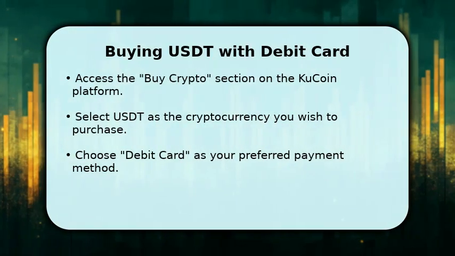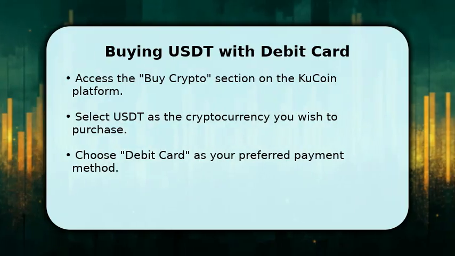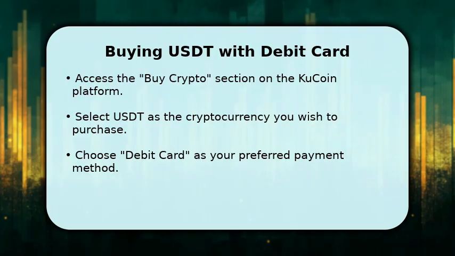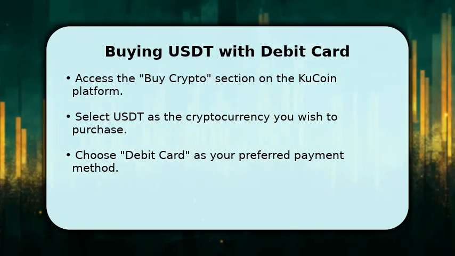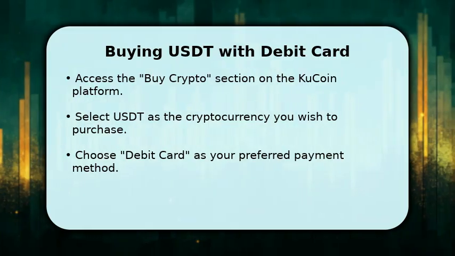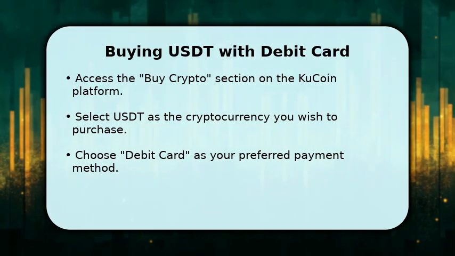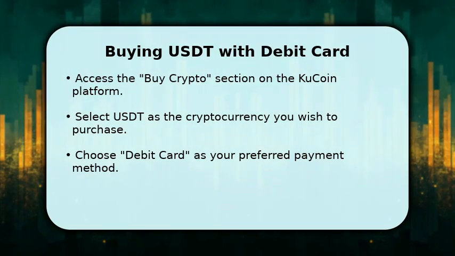Next, let's walk through the actual purchase. On the KuCoin homepage, find and click on the Buy Crypto option. From there, you'll select USD or Tether as the digital asset you want to acquire. Then, simply choose debit card as your payment method. The platform will guide you through entering the amount you wish to spend, ensuring a clear and simple process.